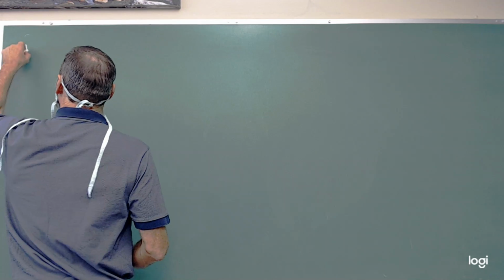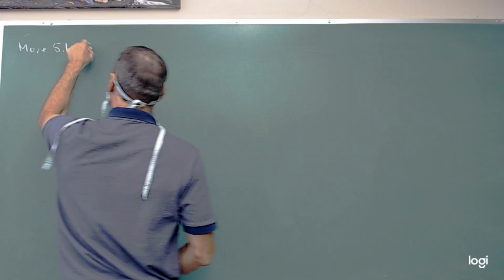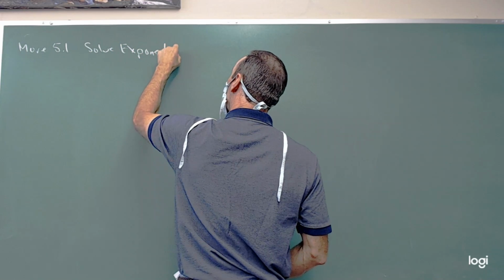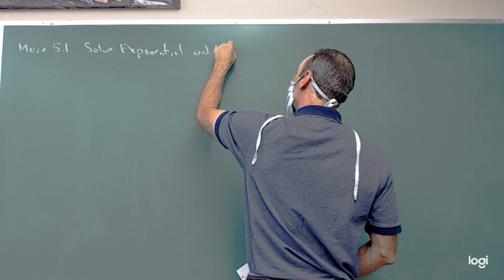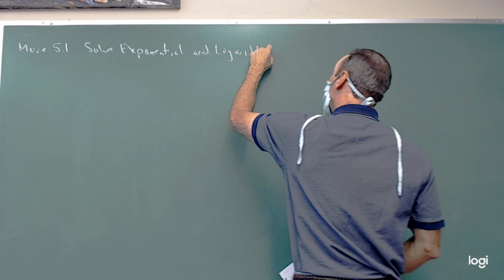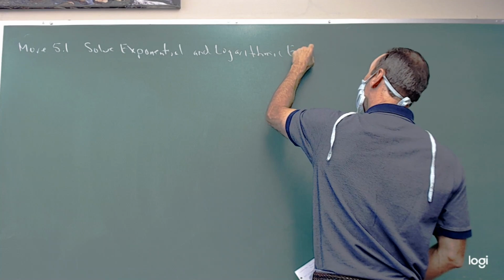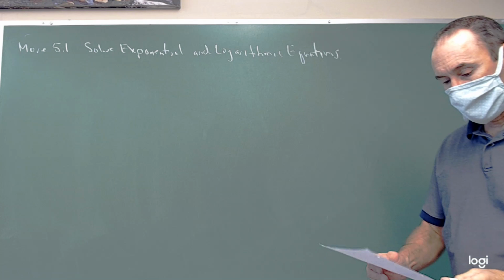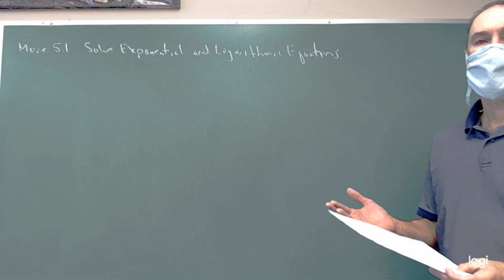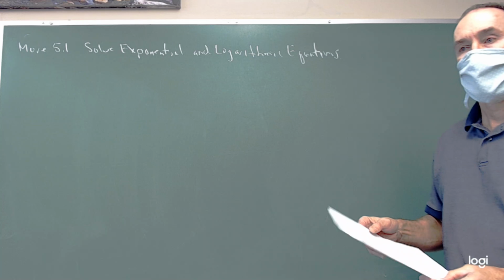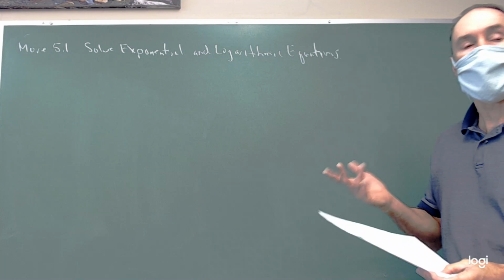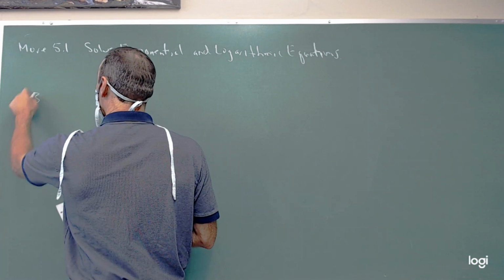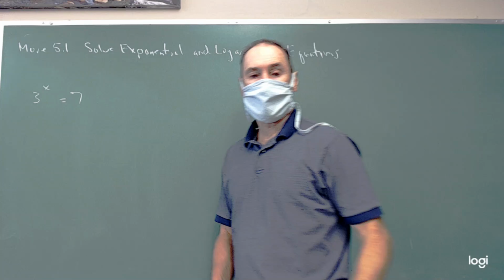This is more 5.1. Solve exponential and logarithmic equations. So this will give us an alternative to solving some of those that we have in the last chapter, or up until now, where you just have to graph them on our calculators, y1 and y2, and find the point of intersection. So something straightforward, like 3 to the x is equal to 7.